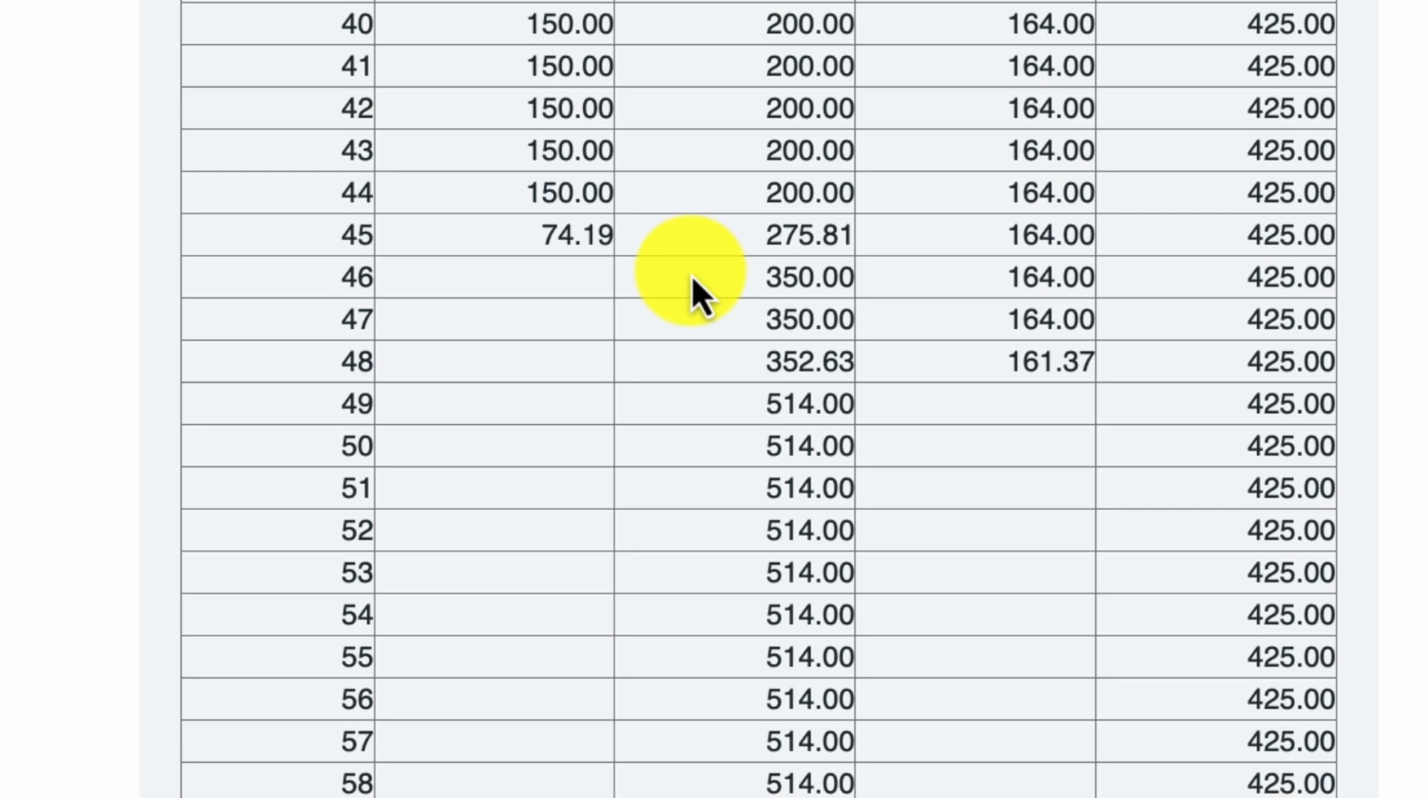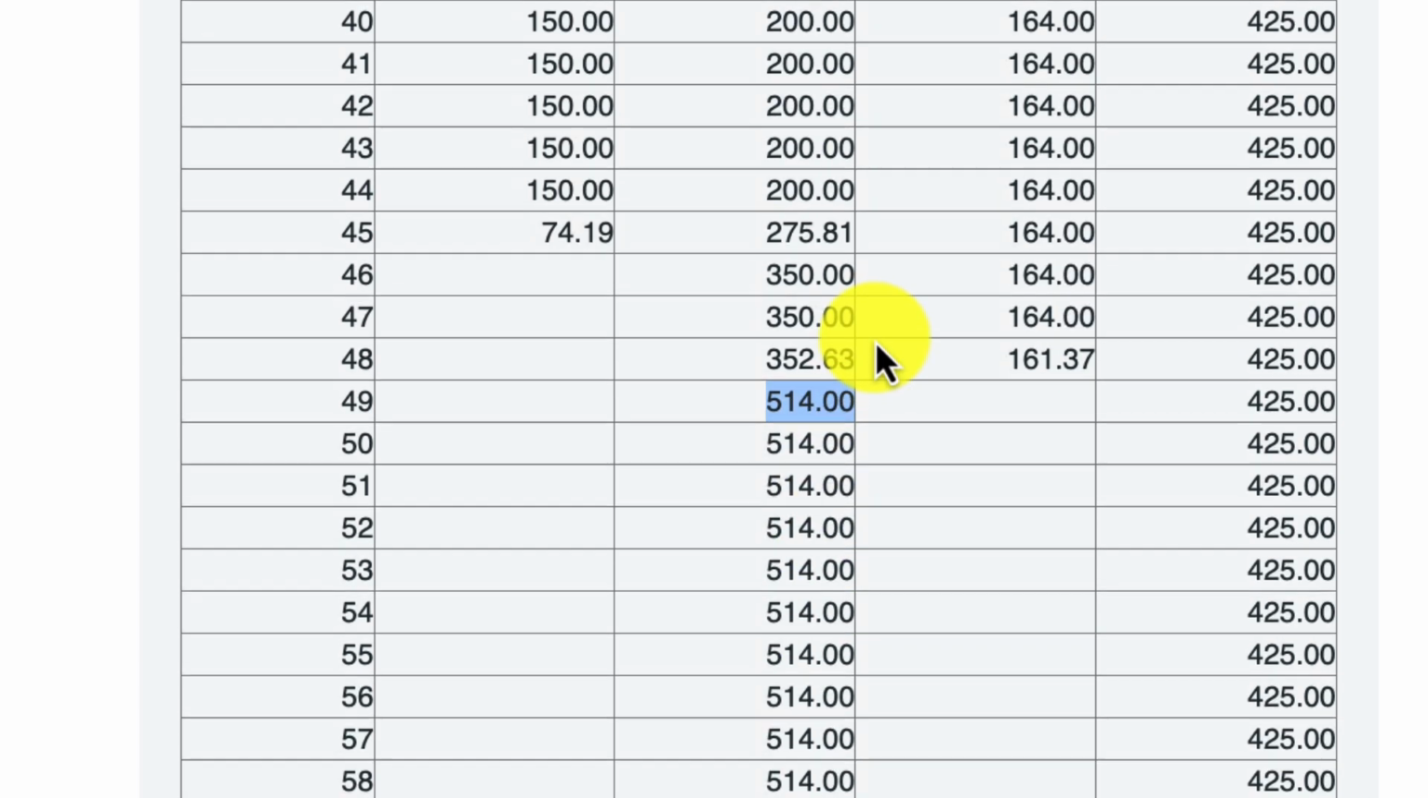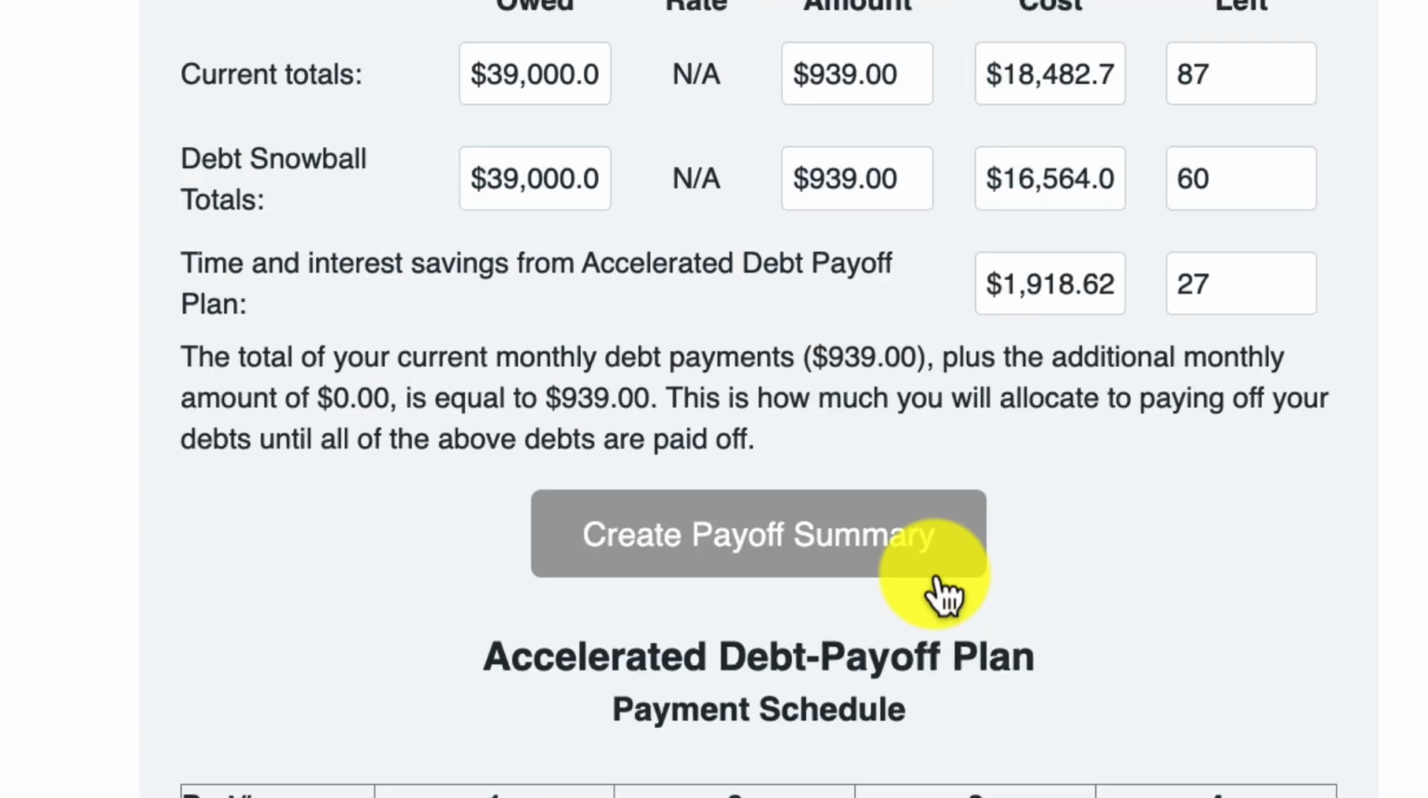Now here's what's interesting, you can see over here, this third, which is the personal loan, was paid off before this credit card. So what happened to the $164? You didn't move it over here. You moved it to the next highest percentage rate debt, which is this credit card. So $150, $200 was $350. $350 plus $164 ends up being $514. So as this one was paid off, it went over here. And as this one was paid off, it went over here, which pays off this one faster. So it tells you exactly what to do every month.